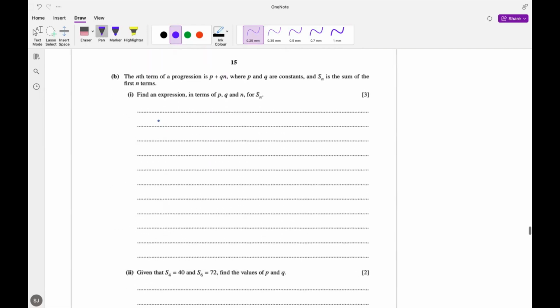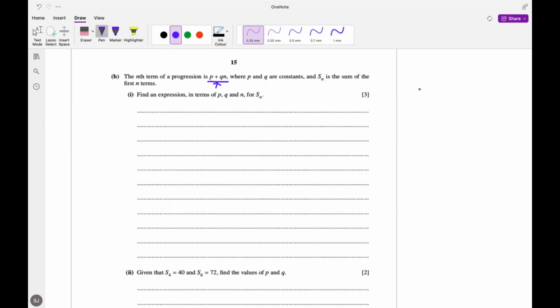Now in part B, we have the nth term of a progression, which is p plus qn. The sum Sn is the sum of the first n terms. We have to find an expression in p, q, and n for the sum of n terms. First of all, we need to understand that this p plus qn is a formula for an arithmetic progression.